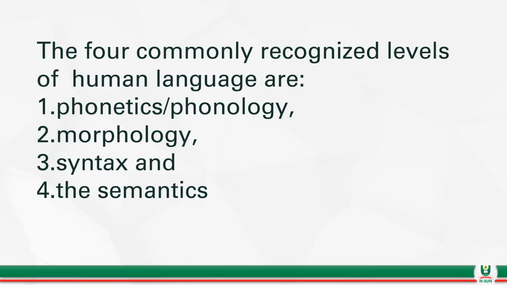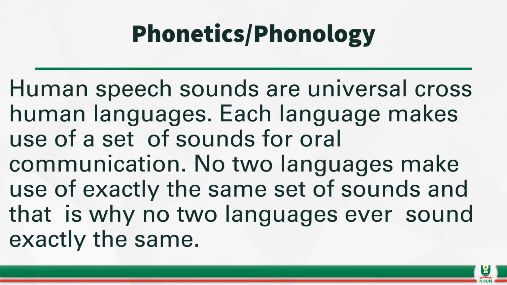So let us start by looking at the four commonly recognized levels of human language. We have phonetics and phonology grouped together here as one. Then we have morphology, syntax, and the last one, semantics. So let us examine them one after the other. What is phonetics or phonology? What are they all about?